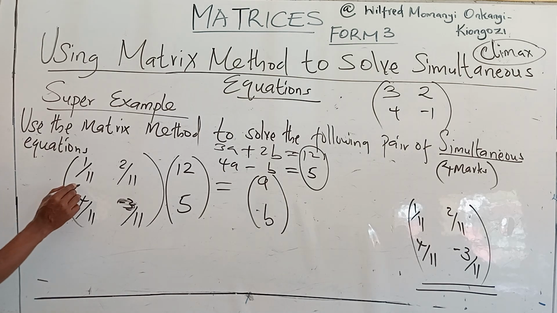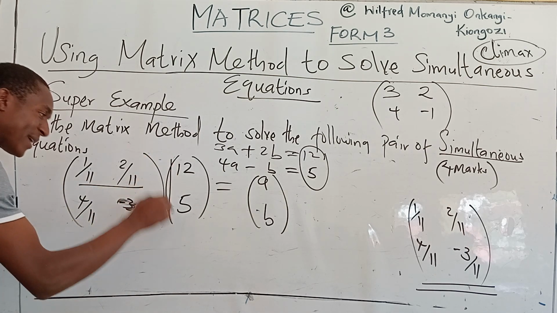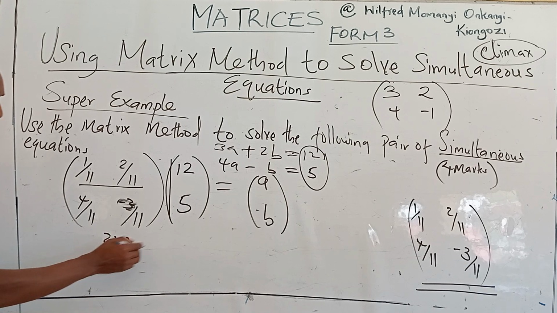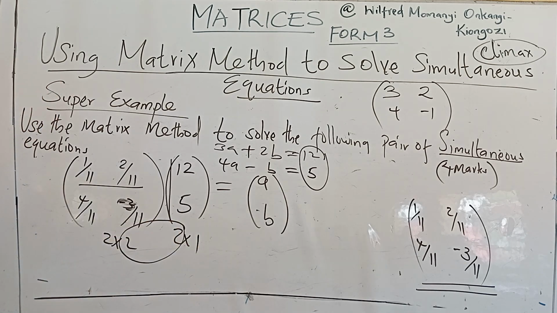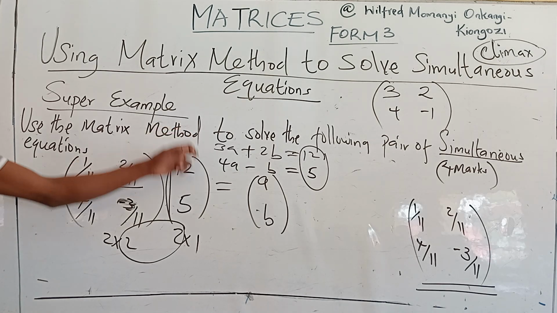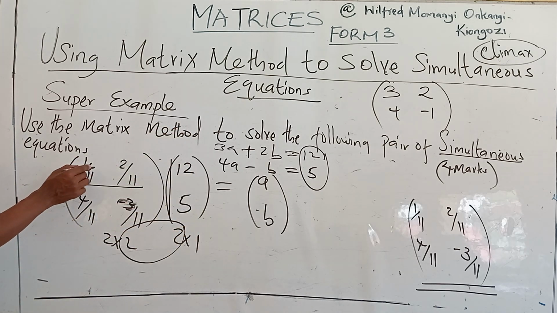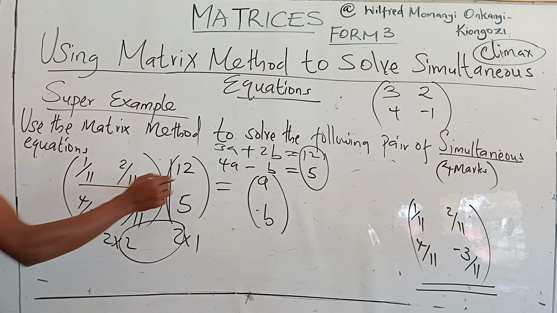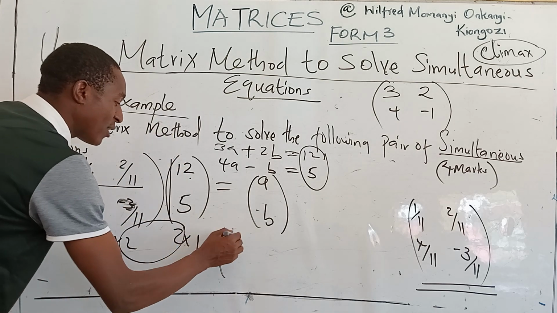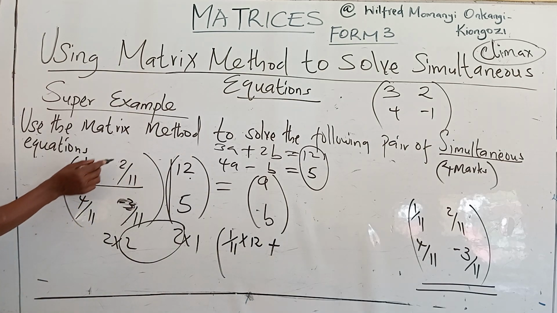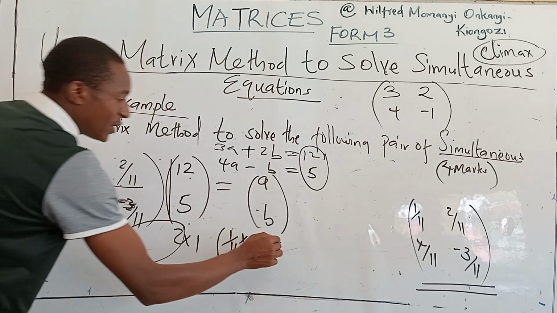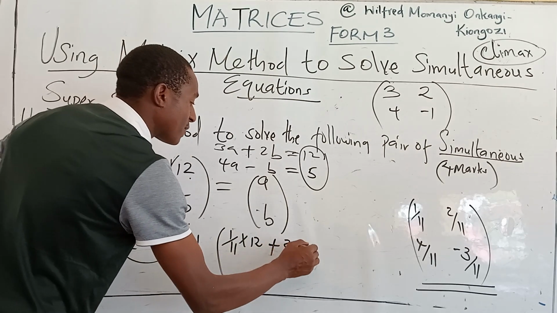So again, multiplication of this 2 by 2 by a 2 by 1. This is a 2 by 2, and this is a 2 by 1, and they are compatible here. You can see that. Multiplication is row by column. So we shall have 1 over 11 times 12 plus 2 over 11 times 5.